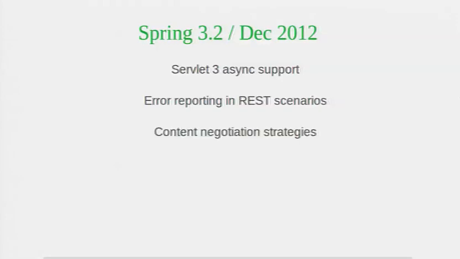So some of the new features at a glance, we have support for asynchronous requests based on the Servlet 3 API. We have some additions around reporting errors in REST-based scenarios, which we'll talk about. We have the notion of content negotiation strategies. It's a new abstraction which helps to configure how you want to deal with content negotiation, especially considering that the accept header is not always the most practical approach when you deal with browsers which send different kinds of accept headers. Sometimes using an extension on the URL is actually the first thing you want to try to match on.